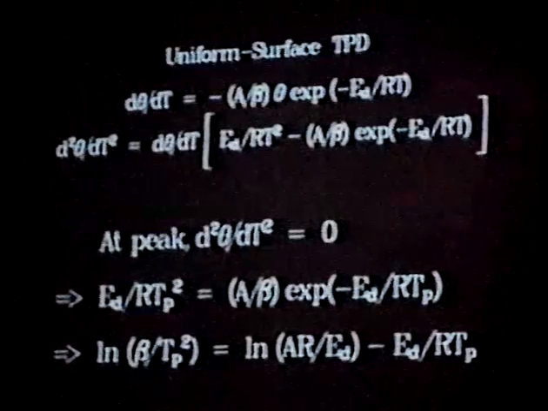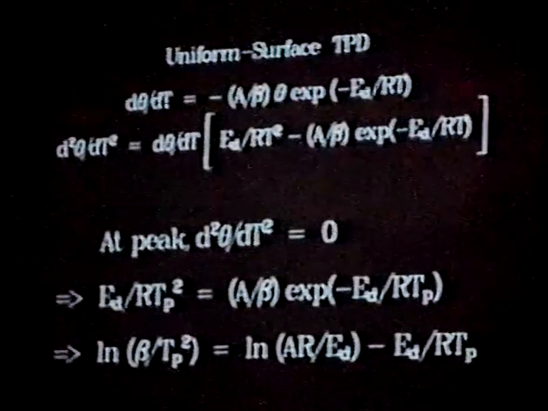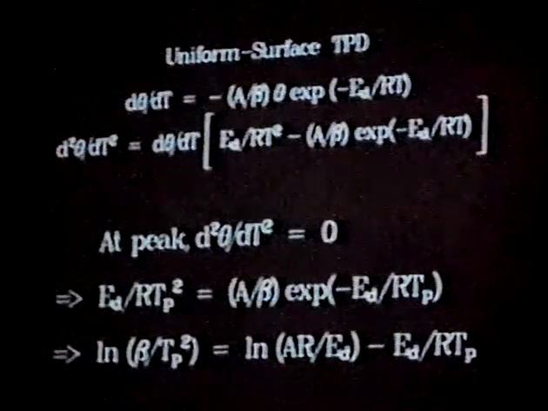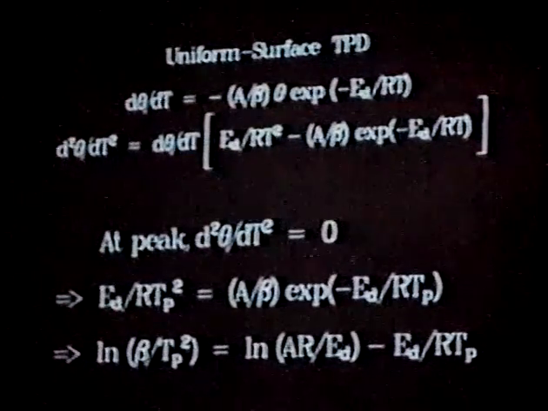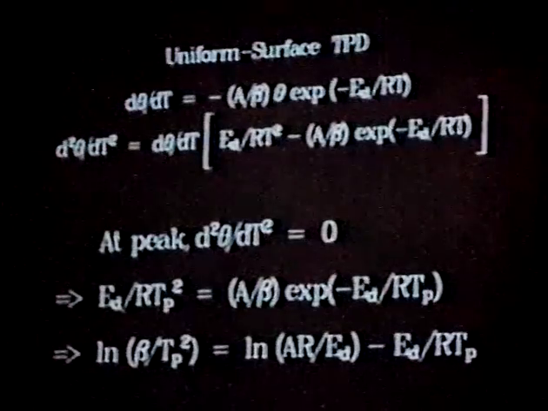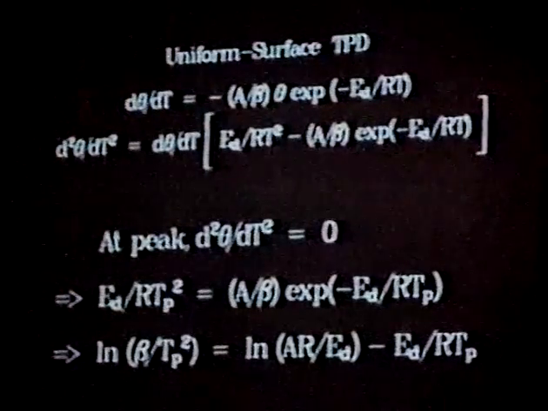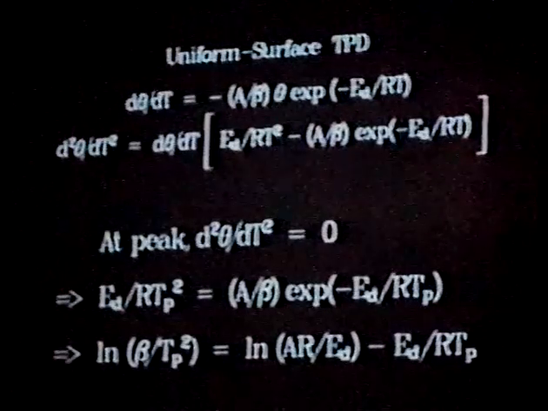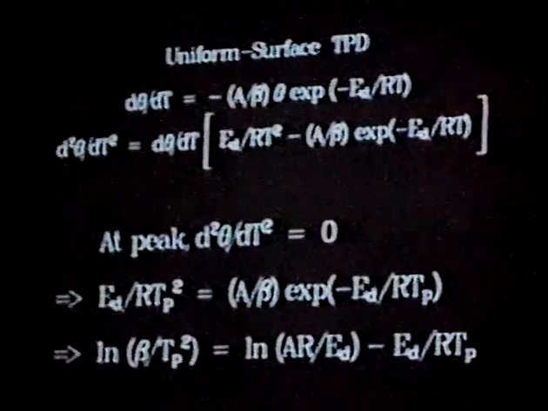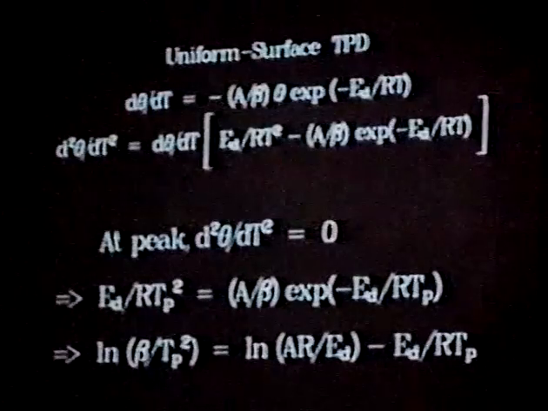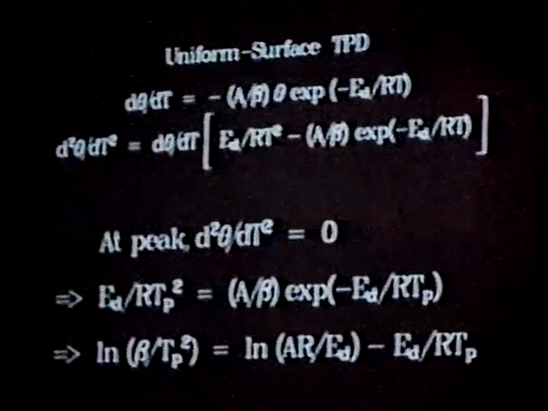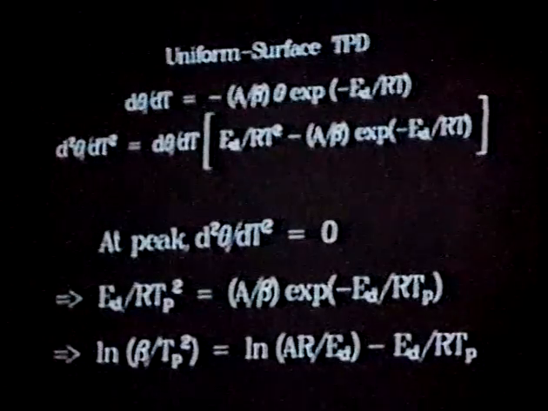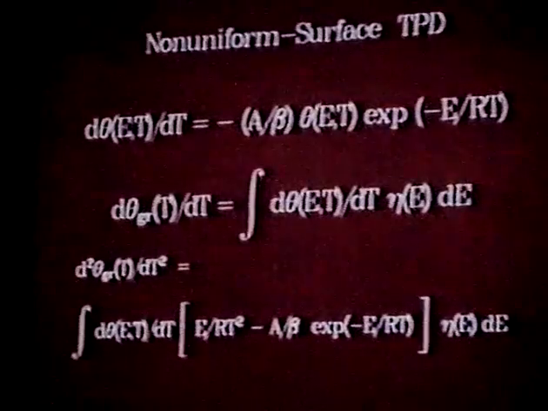You have here an equation where you know the temperature of the peak, and you know beta, your heating rate. The only things you don't know are the desorption energy and your pre-exponential factor. So what you need in theory is 2 different peaks, and you can solve this nonlinear equation for your values of A and E. And of course, the more peaks you have, the greater precision you can get out of this.